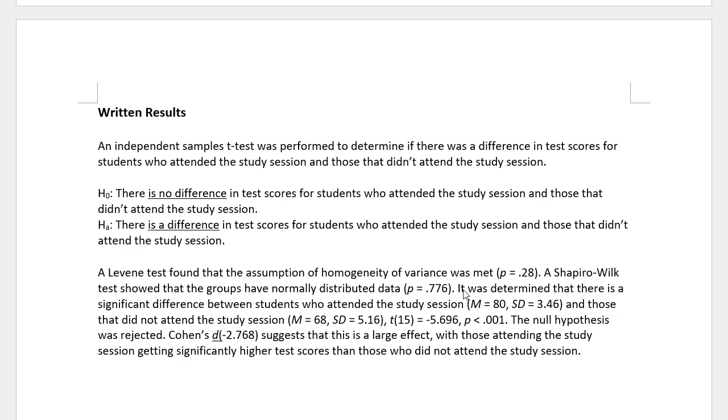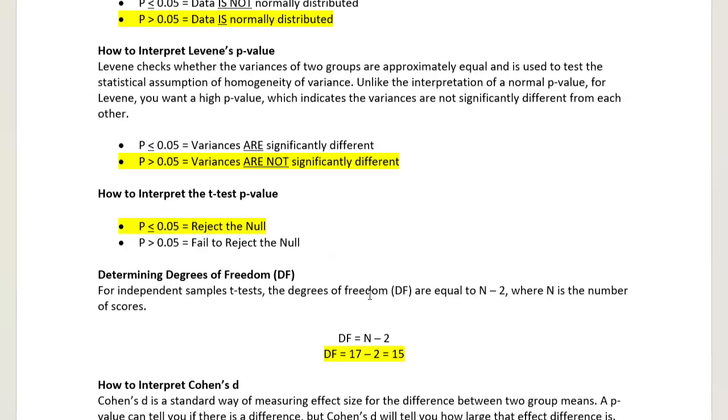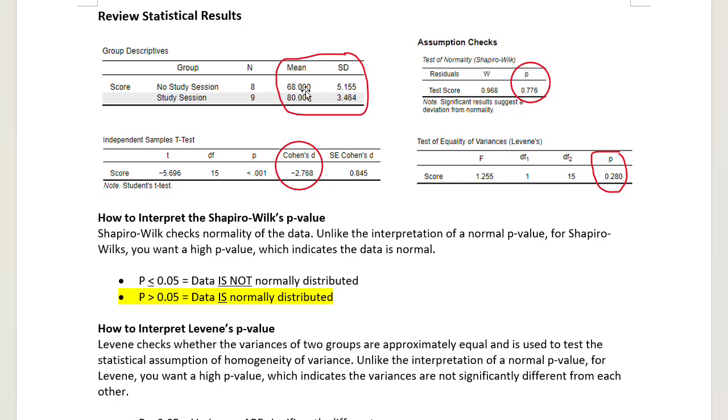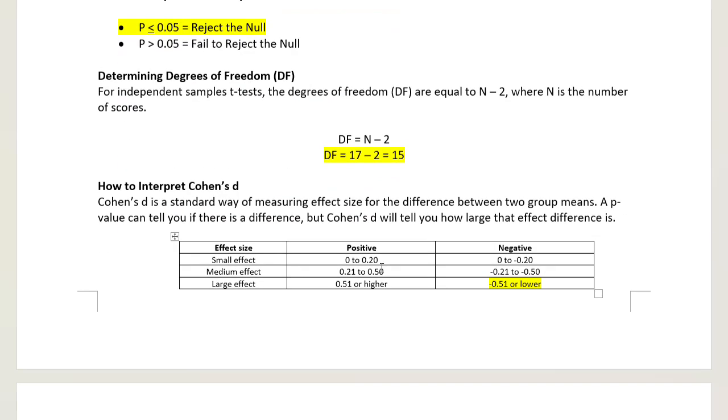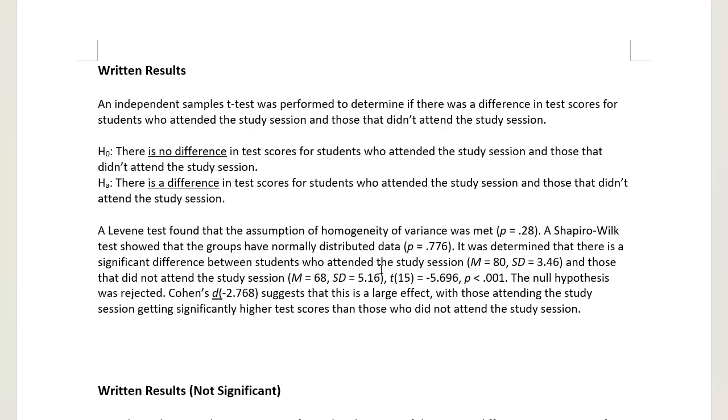You can move on and say it was determined that there is a significant difference between students who attended the study session and those who did not. This is where you include the mean and the standard deviation for those who attended the study session, and that was right here, and the mean and standard deviation for those who did not attend the study session. Make sure, once again, to italicize all important statistical letters. Don't use leading zeros. Include that there was a significant difference between those who attended the study session and those who did not. Then we've got our t-value.